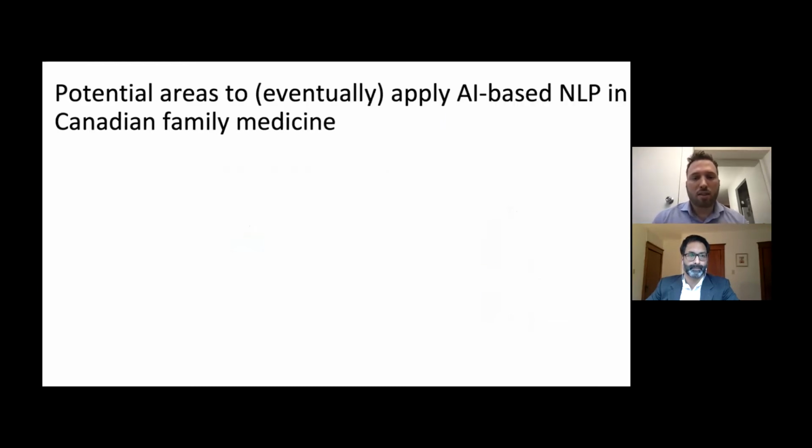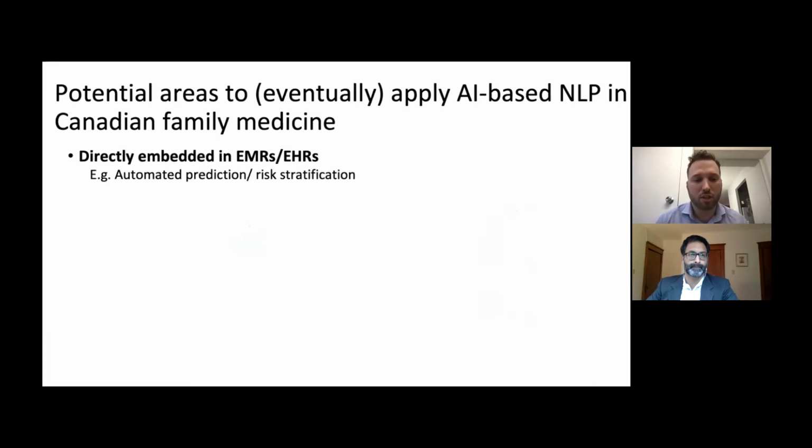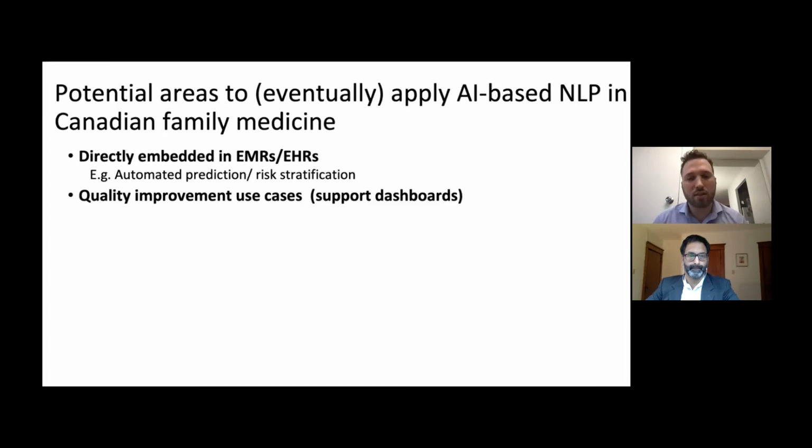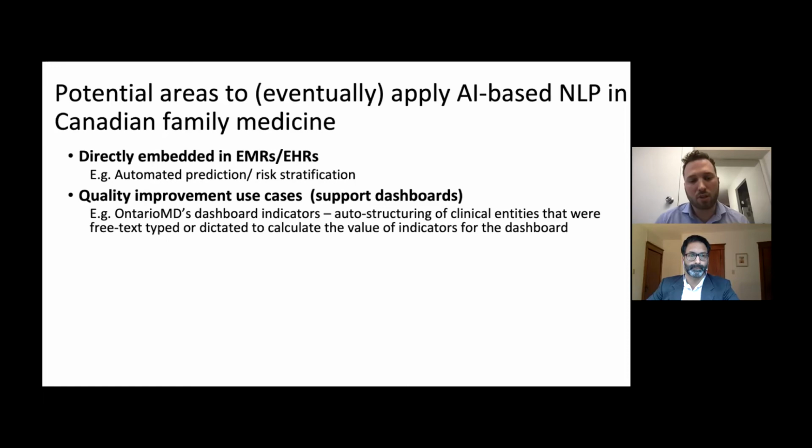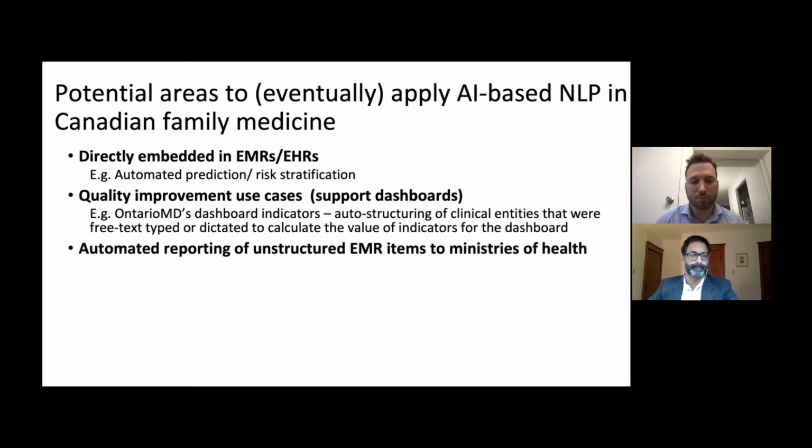There are some neat areas of how we can apply NLP in the future. Let's say we had it directly embedded in our EMRs or EHRs, we can do some of those use cases: automated prediction or risk stratification for our patients, for at-risk populations, understanding when to be proactive about interventions as possible, and quality improvement use cases, supporting the dashboards. Some of you who work in Ontario may be aware of OntarioMD's dashboard that integrates with many of the EMRs to drive quality improvement. We can auto-structure some of the free text in our EMRs to feed into that dashboard. There's also automated reporting of unstructured EMR items to ministries of health, to facilitate achieving government targets, for instance, if there are bonuses.